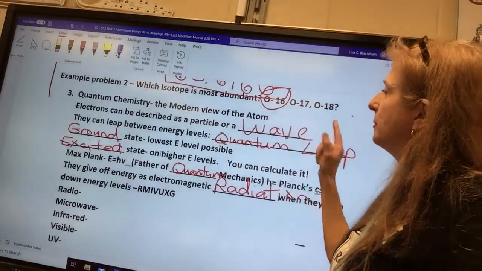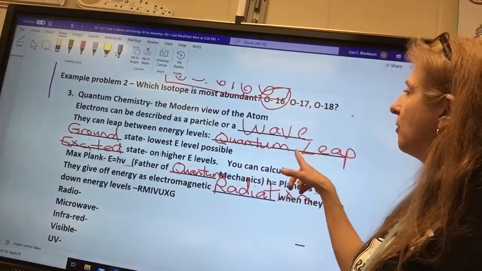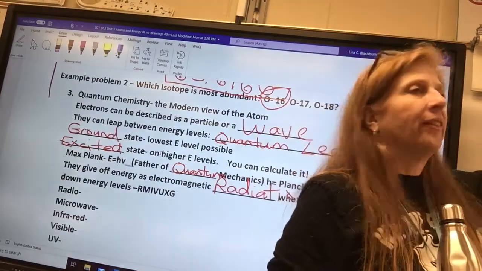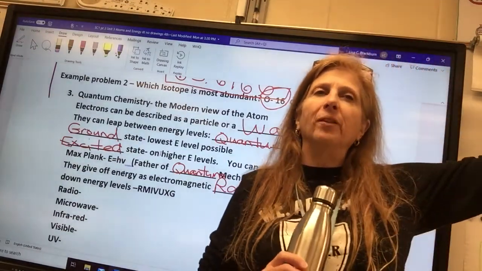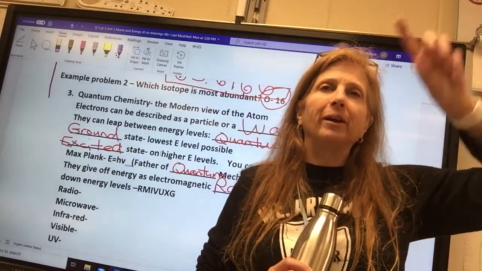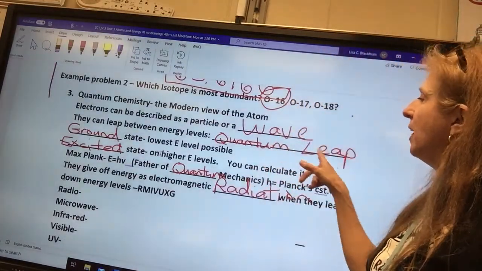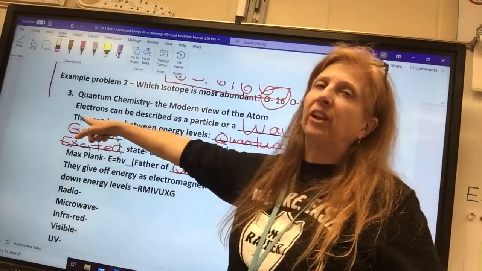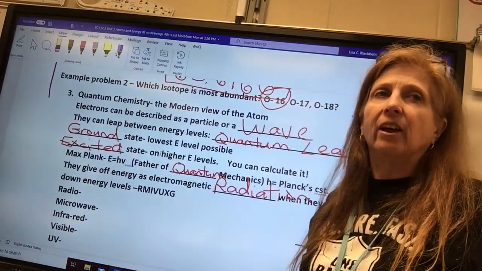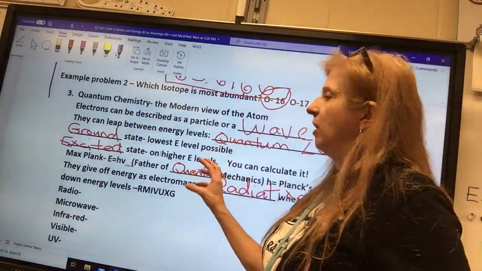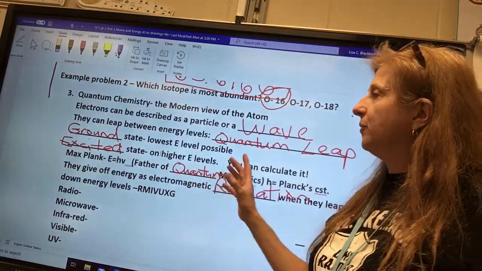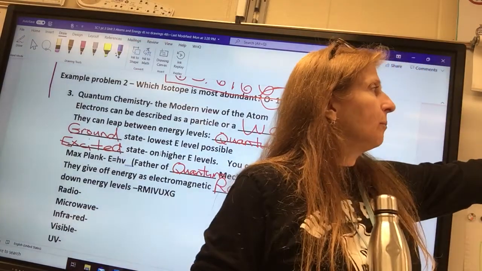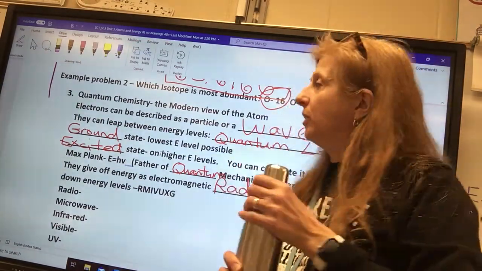So electrons can be described as a particle or a wave. We already learned in our video they can jump between energy levels. If it jumps between like that first blue line and the second one on our Bohr model, remember in the video it'd go whoop, whoop, it would jump down between that. So when it jumps, it's called a quantum leap. And when it's at the lowest energy state, it's called the ground state. You can excite an electron with heat or electricity. And if you do, it is in the excited state. So if an electron jumps up from where it was to a higher level, it's excited.